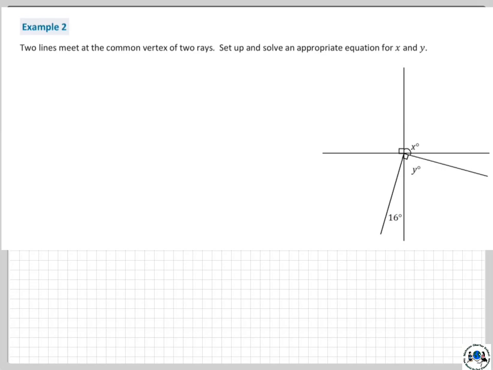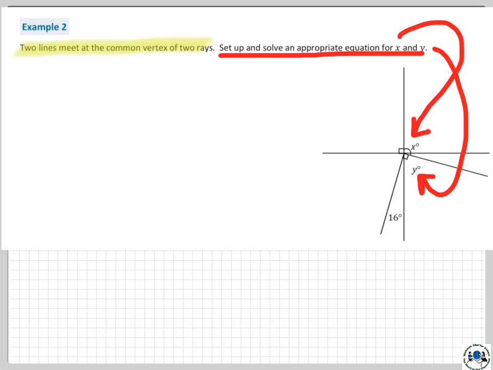Now, here's another one. Example 2. So 2 lines meet at a common vertex of 2 rays. Common vertex of 2 rays.